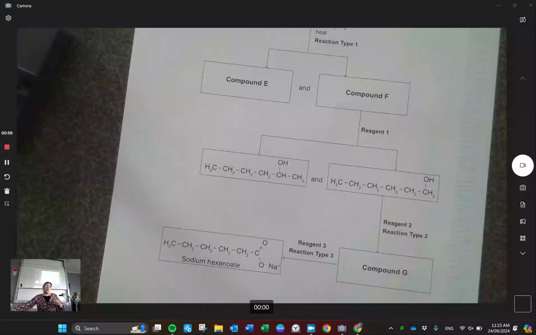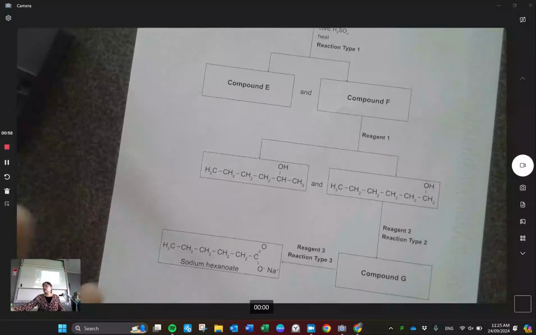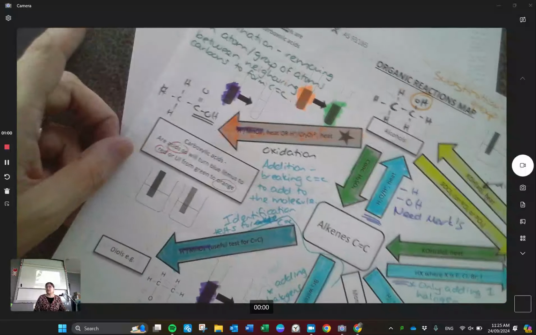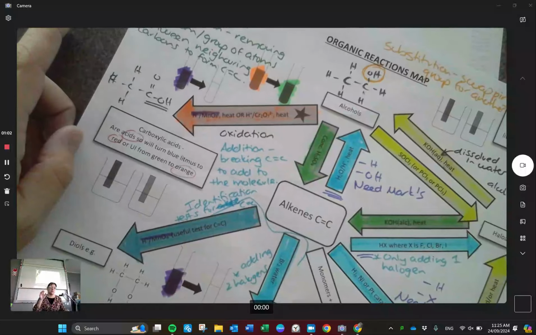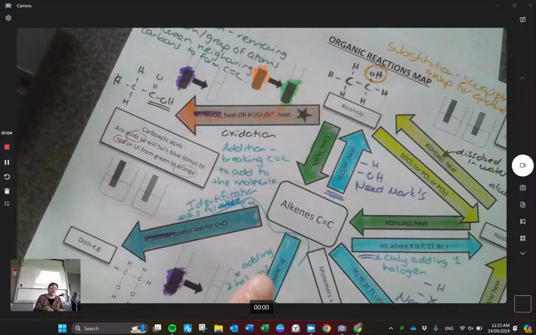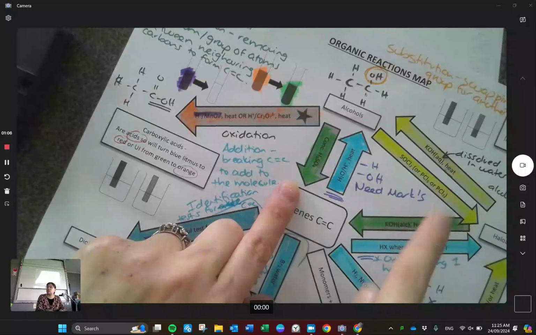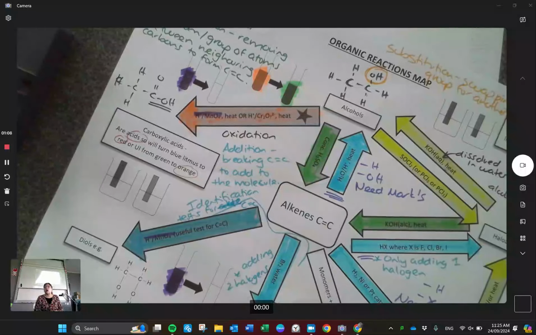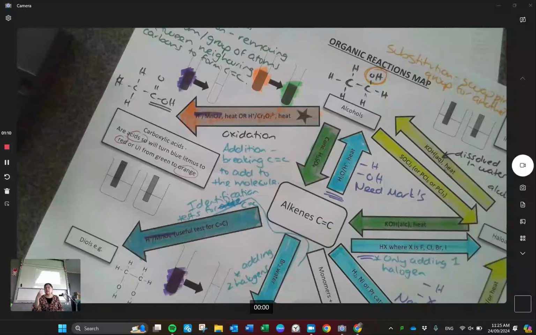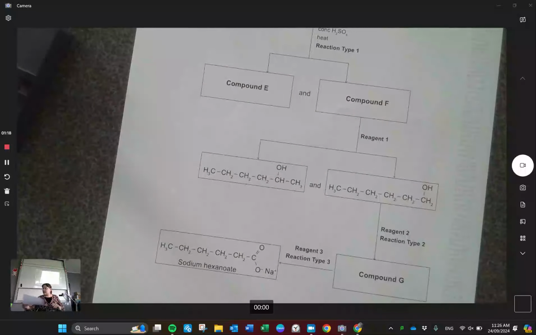Okay. In order to answer this question, you need to have these memorized. You don't need to have the whole flowchart memorized, but you do need to have memorized what the different reagents do. That's why I put a Quizlet online with all the different flashcards to help you memorize the different reactions. Does that sound good so far? Right? So let's unpack this question.